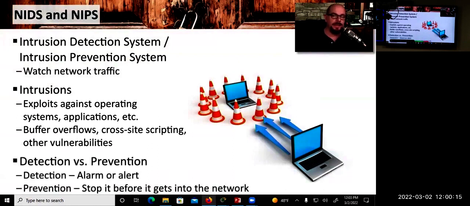And that is the most significant difference between an IDS and an IPS. With an intrusion detection system, you'll simply receive an alarm or an alert, whereas an intrusion prevention system has the capability to stop that intrusion before it gets onto your network.